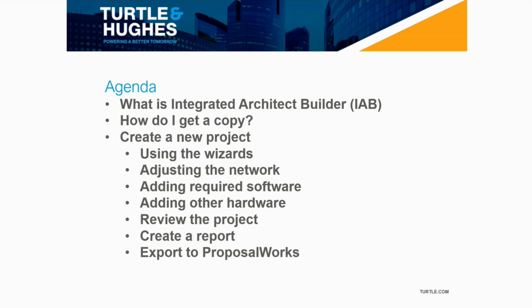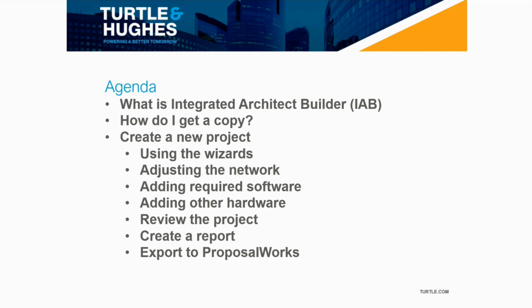So, where do we start? Typically one of the first questions is, well, what is Integrated Architecture Builder? How do I get a copy? And then later on, the agenda is going to cover some of these different topics about how to use the various wizards that come with IAB, making some adjustments to the network, the required software and hardware that we may need to add to the system. We're going to be able to review the project, create a final report, and then if necessary, we'll be able to export this project out to another tool from Rockwell called ProposalWorks that you can use in conjunction with your favorite Turtle and Hughes salesperson.